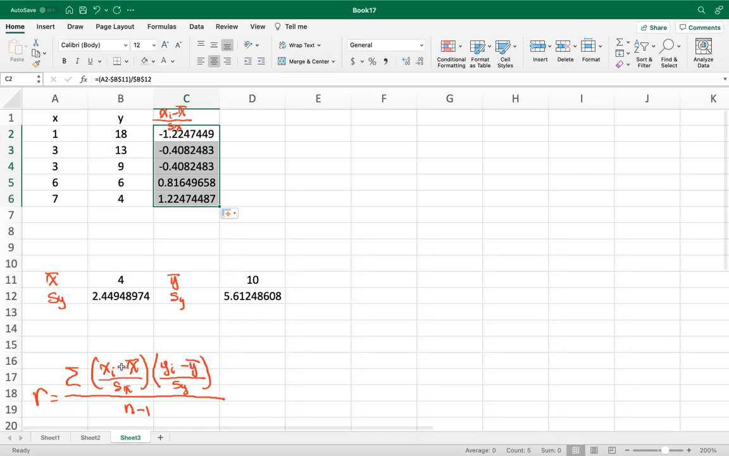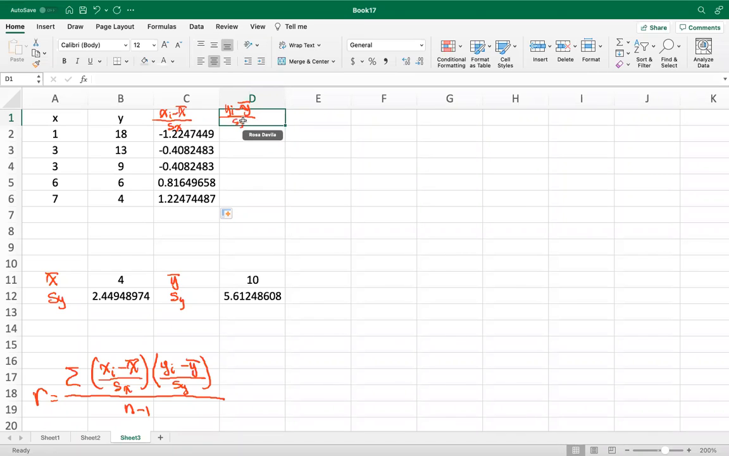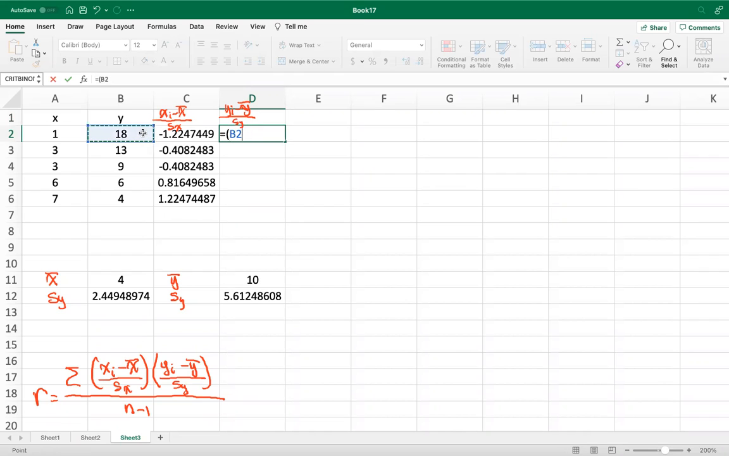That's this whole part. The next one we're going to do is the same thing, but for y. So this is going to be y sub i minus y bar divided by s sub y. So here, equal to the numerator. Let's put parentheses for the numerator: y1 minus y bar. And we're closing the parentheses and dividing by the standard deviation of y.